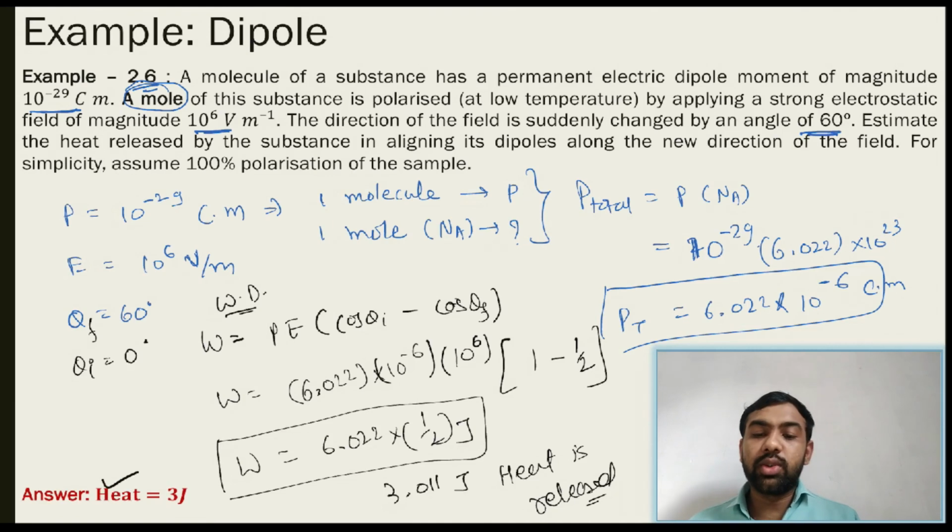So 3 joule. Actually here the approximate answer 3.011 means 3 joule. All of you note this. Then after that we go to the next one. Note it.